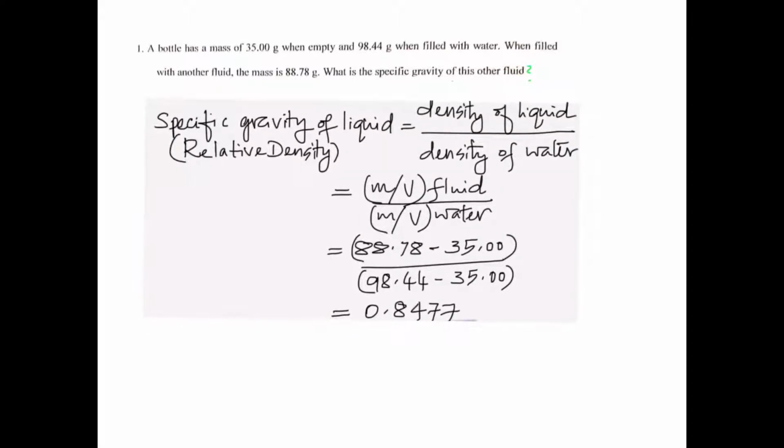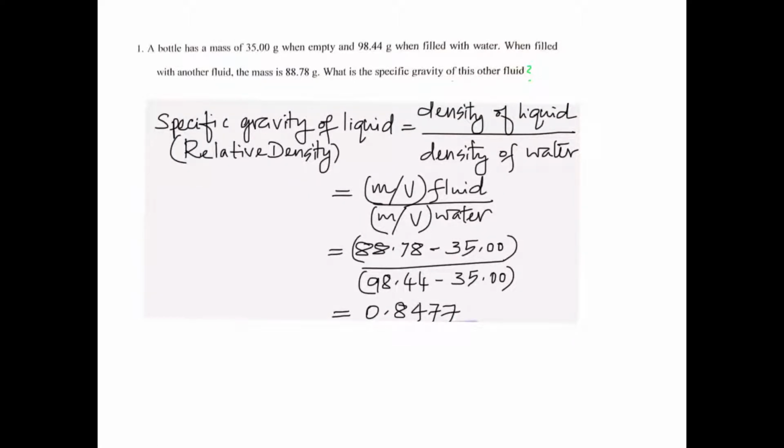The specific gravity of the liquid is defined as the density of liquid divided by the density of water, like I explained before. And density is mass by volume. So mass by volume of the fluid divided by mass by volume of water. Now this is the mass of the fluid. This is the mass of water. And the volumes, of course, get cancelled. And so you get the specific gravity of the liquid as 0.8477. Remember that specific gravity does not have a unit.